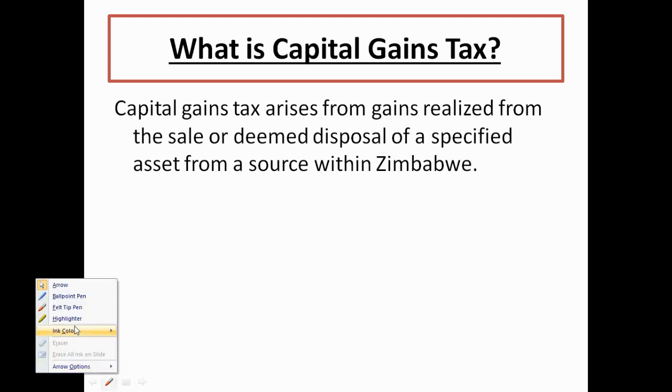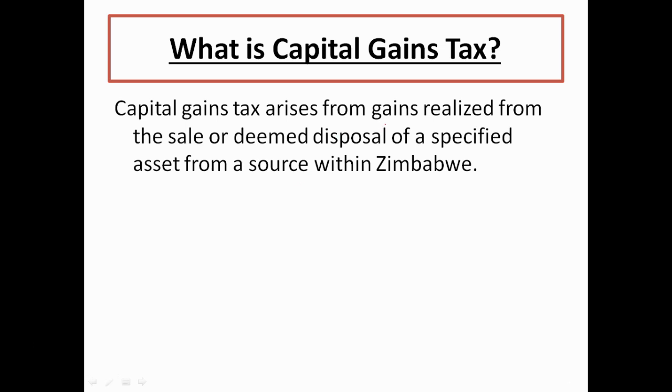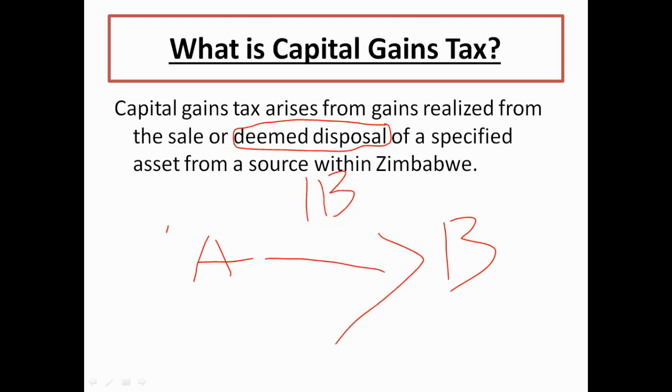We are forcing things. Maybe it's a parent or someone who donated the asset to you, or a friend. We have A here, then B here, and A donated maybe an industrial building to B for free. When Zimra looks at that transaction, it will deem that donation as a disposal. So the gross capital amount will be the market value, or the fair value, of the asset donated to B.